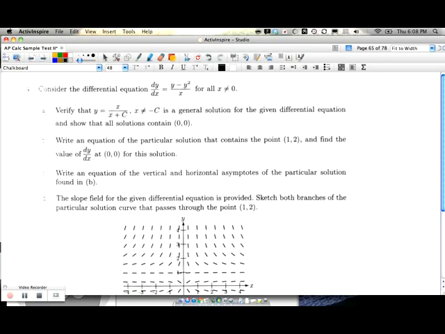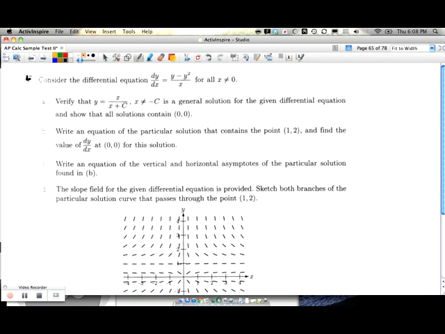Okay, here are the last two problems for the FRQs. Sample test number 2. Here is number 4, parts A, B, C, and D. We're dealing with differential equations and slope fields. So let's go ahead and take a look at part A.